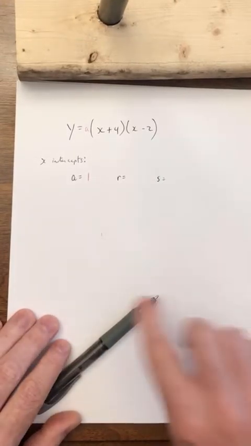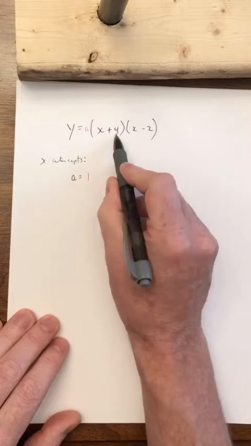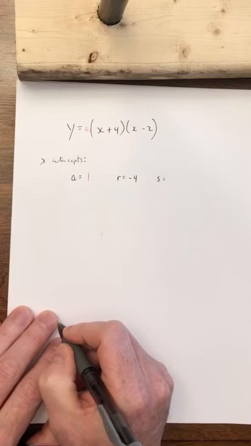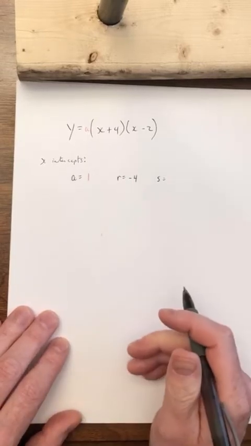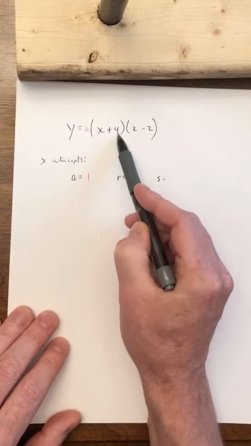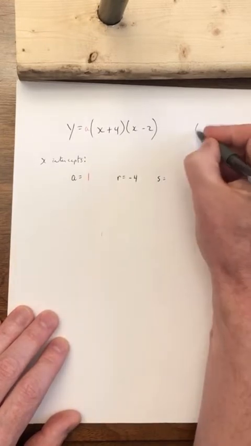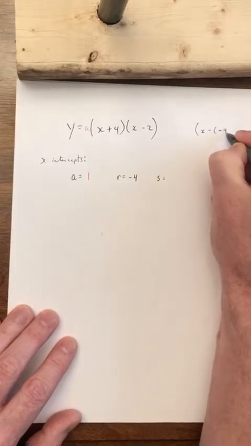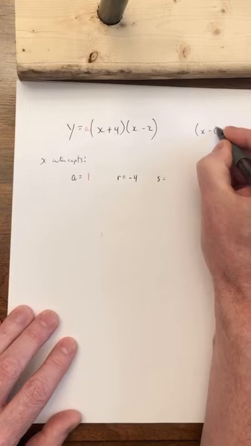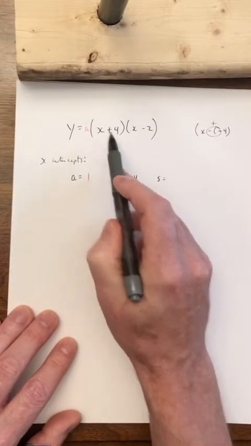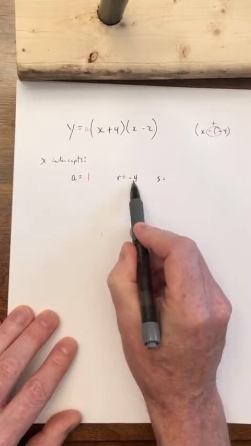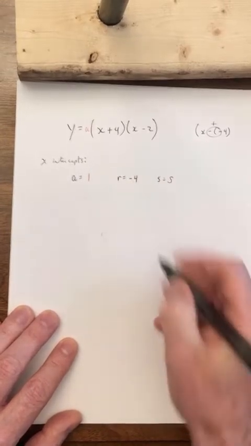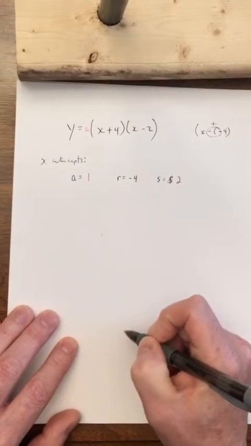No stretch, no compression. Our R value, right here, is going to be -4. And once again, it's like the vertex form that we did. It's the opposite here. If I put in a -4 for the R, x minus -4 becomes a plus. So +4 means that a -4 had been subbed in. And likewise here, our S value is going to be 2.